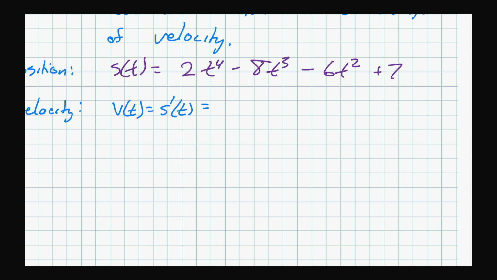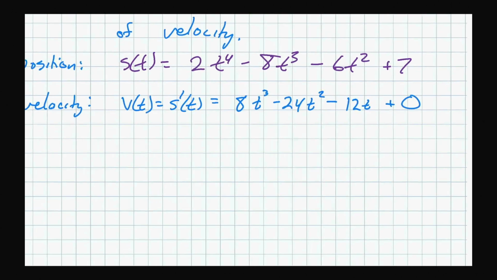But for power rule, you take the 4 down in front. So take this 4 down in front here. So you'll have 4 times 2, which is 8. You subtract 1 from the exponent on the variable, so you get 3. Then for this one, we're going to do the same thing. You bring the 3 down in front. 3 times 8 is going to be 24. So minus 24t to the 2. Then here, 2 down in front. 2 times 6 is going to be 12. Subtract 1 from the exponent. It becomes 1. And then here, the derivative of 7 is 0. So there's your velocity equation.